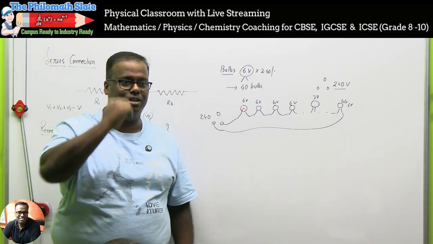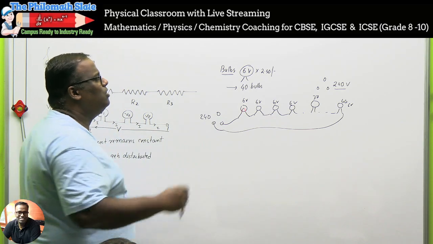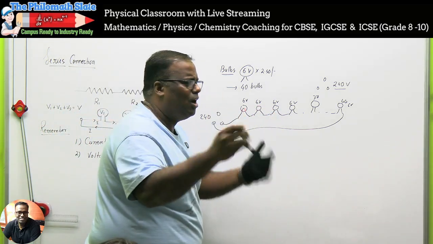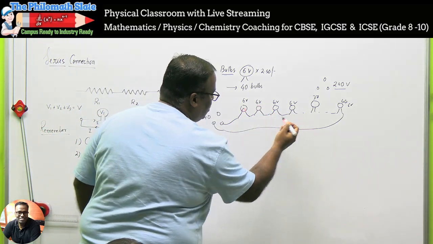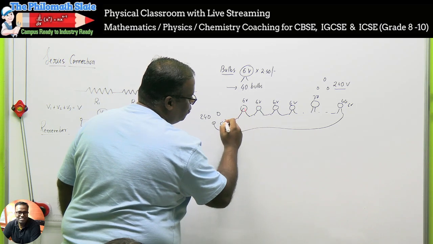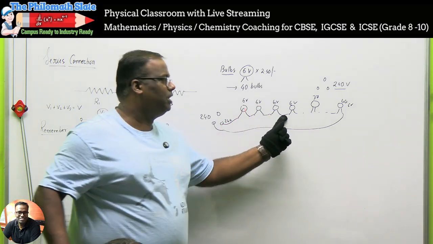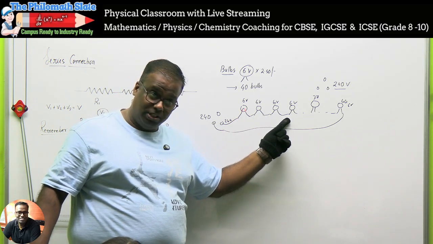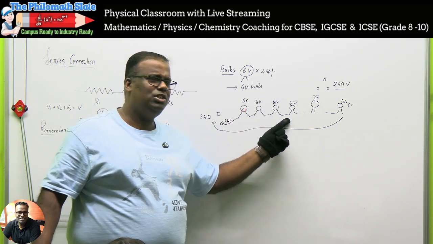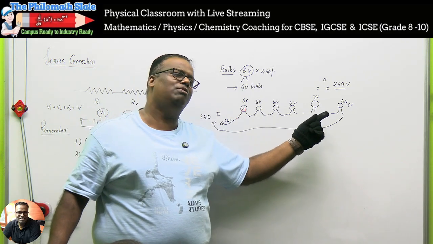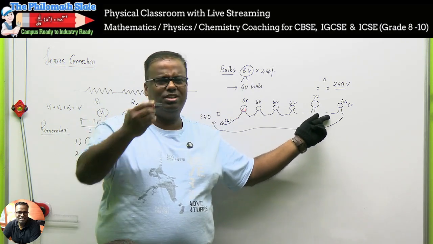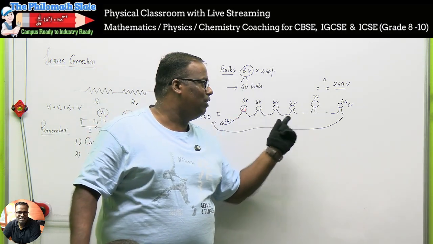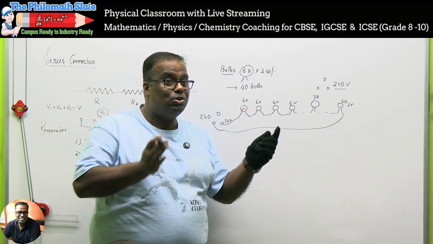You take your tester, that same screwdriver, and you just randomly touch any particular bulb. How much voltage is coming? 240 is coming. If the tester is glowing here, that means all these bulbs are okay. That's why the tester is glowing. After this, you jump across and go some 10-12 bulbs later and touch. You'll see that the tester is not glowing. That means the fault is between this and this. This is called binary search.